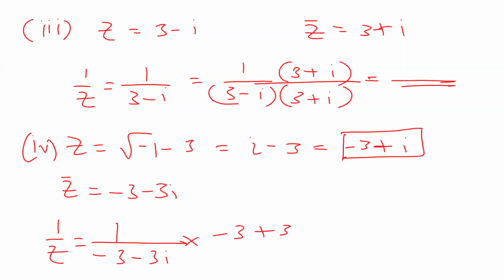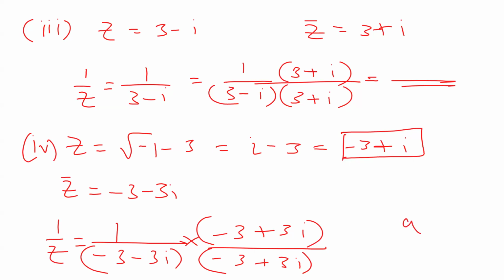Multiply and divide with the conjugate of the denominator. Okay, so down it will be (a plus b)(a minus b), that is a square minus b square, where a is minus 3 and b is 3i. Multiply and divide with the conjugate of the denominator. Fine. That was your question number 4. Let us go ahead with question number 5.